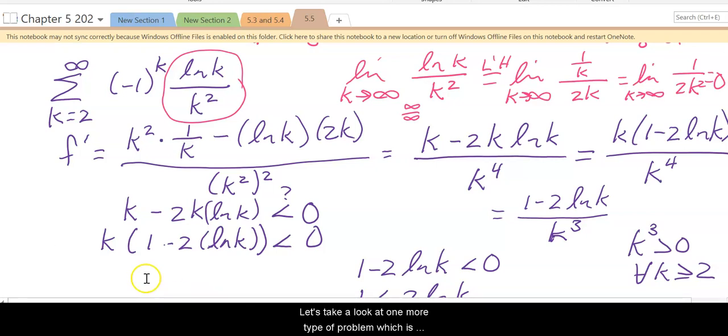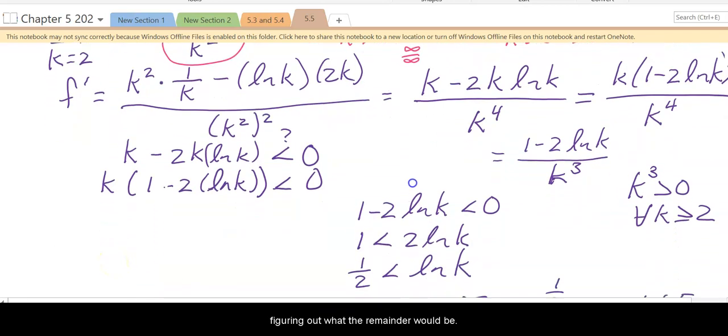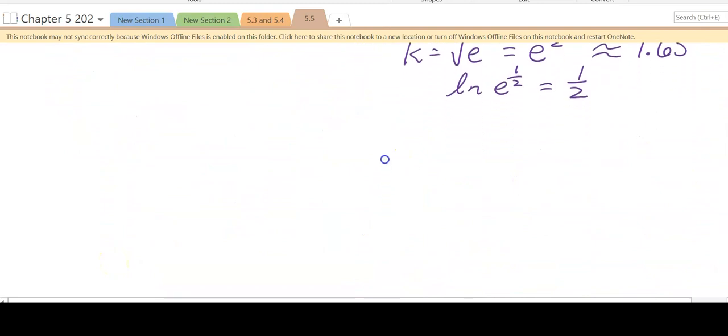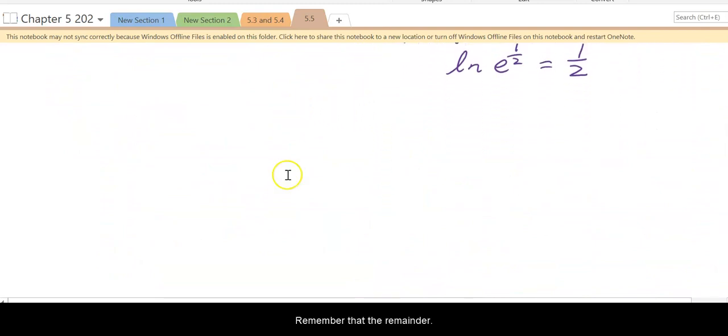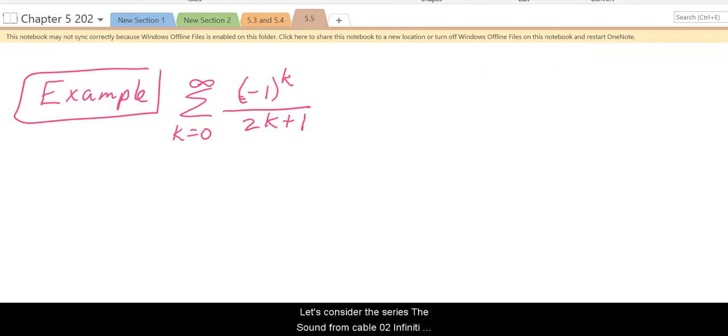Let's take a look at one more type of problem, which is figuring out what the remainder would be. Remember that the remainder in any approximation of an alternating series is less than the absolute value of the next term in the series. Let's look at one of these problems now. Let's consider the series, the sum from k equals 0 to infinity of (-1)^k divided by the quantity 2k plus 1. Again, if you don't like k, you're welcome to use n instead.